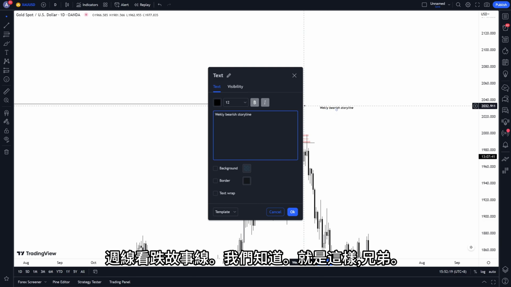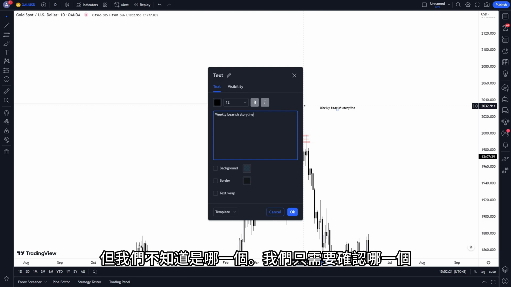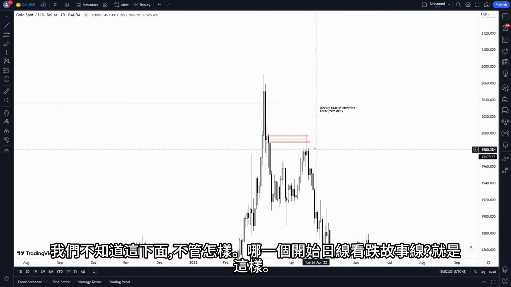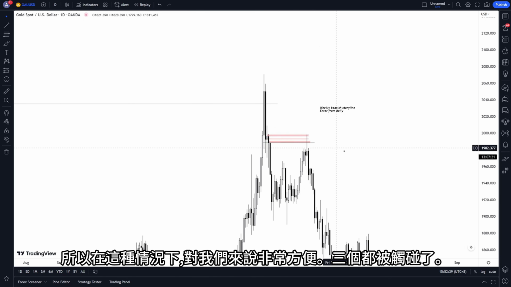Weekly bearish storyline, we know what? Enter from daily, correct? That's it, man. But we don't know which one. We just need to confirm which one, or to highly expect which one is going to react from. Which we don't know, this one, we don't know down here, whatever, which one starts the daily bearish storyline.